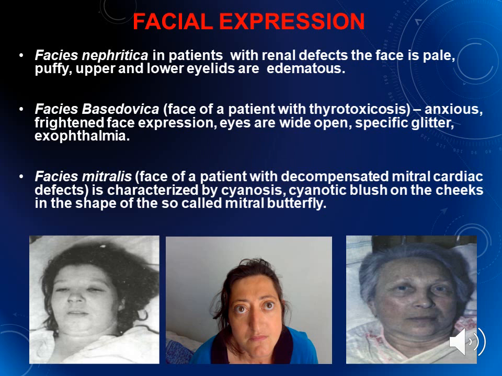Just keep in your mind that there are many different kinds of facial expressions specific for different diseases in the clinic of internal disease. I show here only three examples. First is facies nephritica in patient with renal defects. As you see, the patient's face is pale, puffy, and eyelids are edematose.